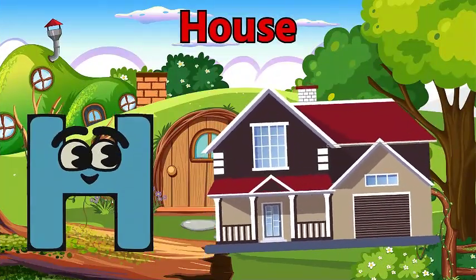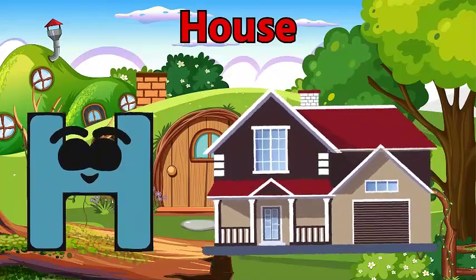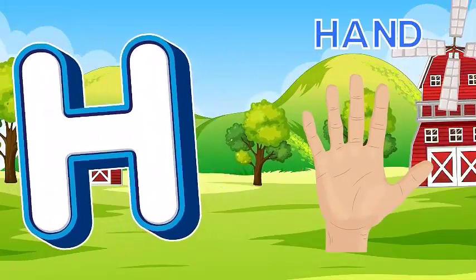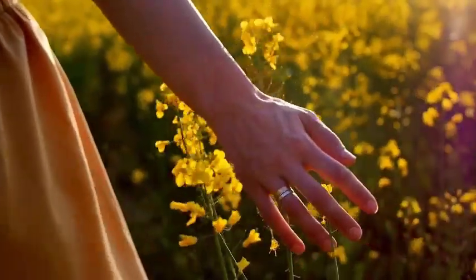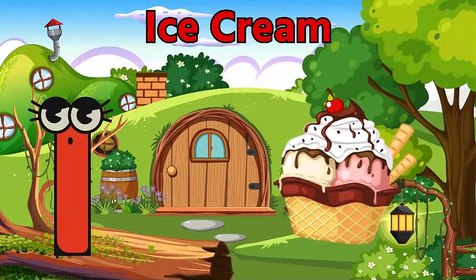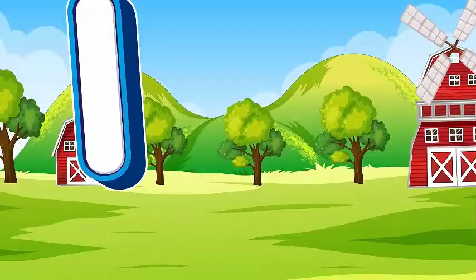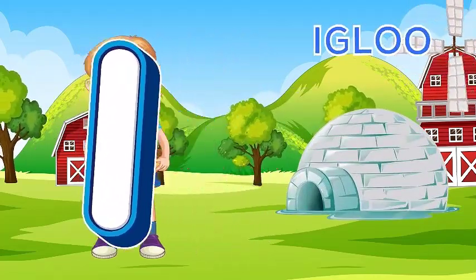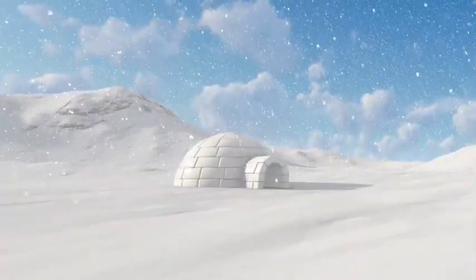H, house. H is for hand. H, hand. I is for ice cream. Ice cream. I is for igloo. I, igloo.